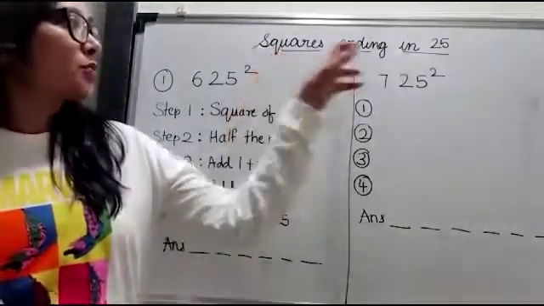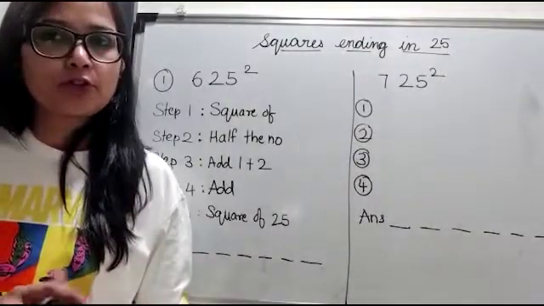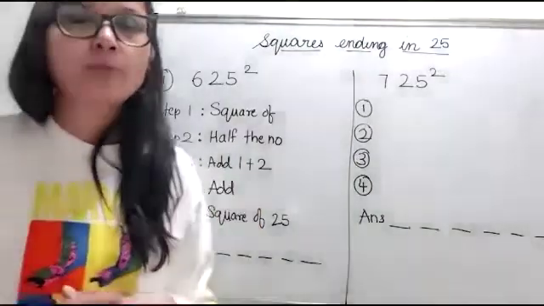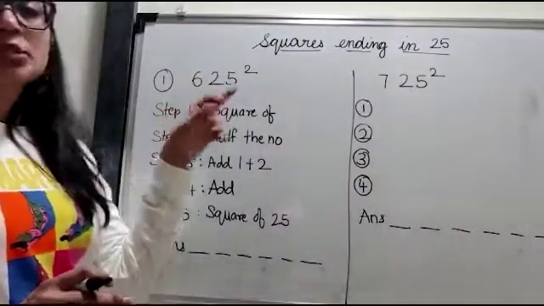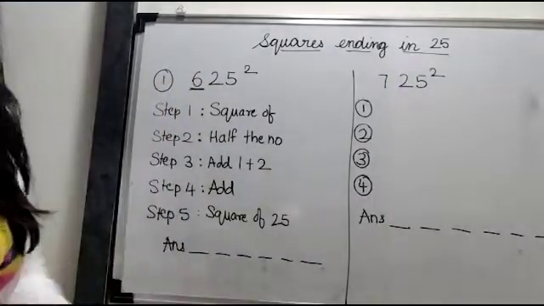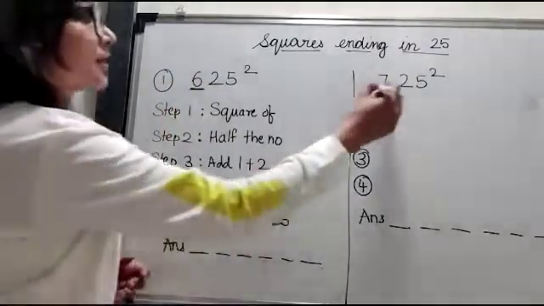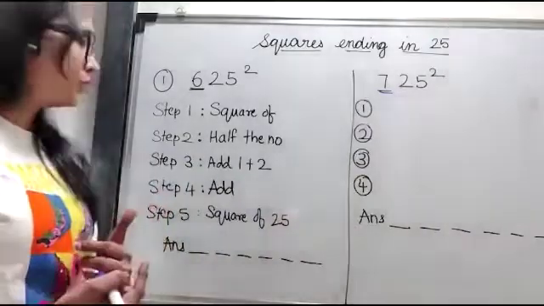Today the topic is squares ending in 25. Hopefully you have seen the previous video of squares ending in 5, then this will become easier for you to learn. Let's start and take the square of 625. If you see, this is an even number. So 6 is an even number and 7 is an odd number. I'll teach you the tricks to deal with both even and odd numbers.